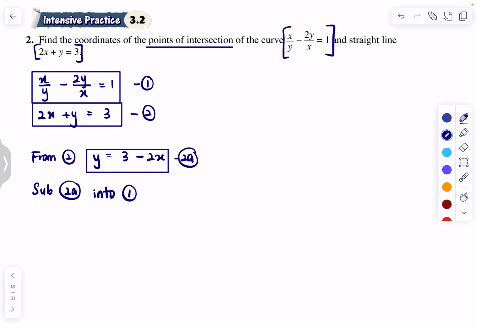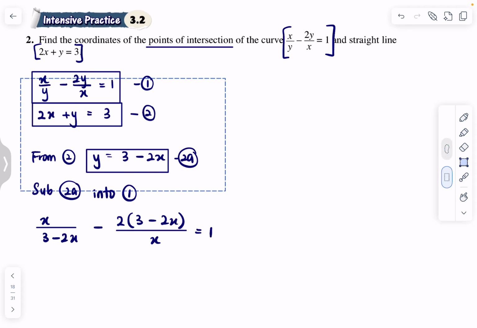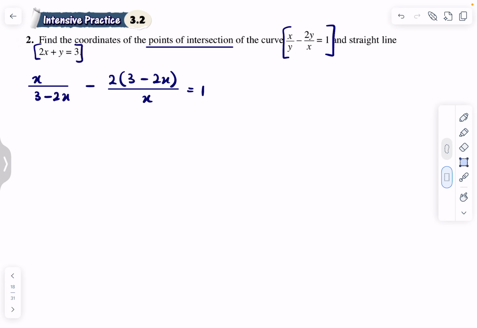So x over 3 minus 2x minus 2 times 3 minus 2x over x equals 1. I just substitute this y and this y with this value to get this. Now we have to simplify this. Let me delete all this. We just have to expand and simplify this.